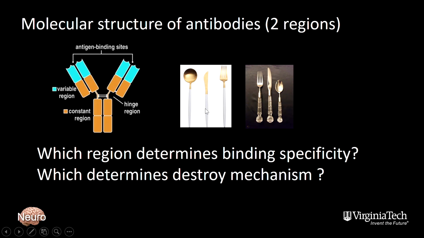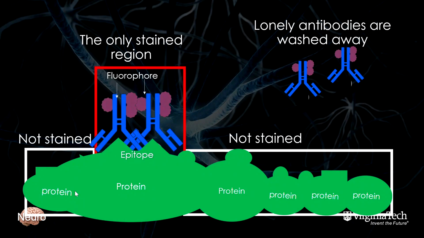And I want you to think: in your body, you have a lot of different types of antibodies, and some of them will share the same destroying mechanism, which means their constant region will be the same, and their antigen binding site will be different. They will bind to different epitopes. It's like when you have a spoon and a fork, you can pick up different food. And then you can have other types of antibodies with a different destroying mechanism, and among this group of antibodies, they bind to different epitopes. Okay, here's how immunohistochemistry works.